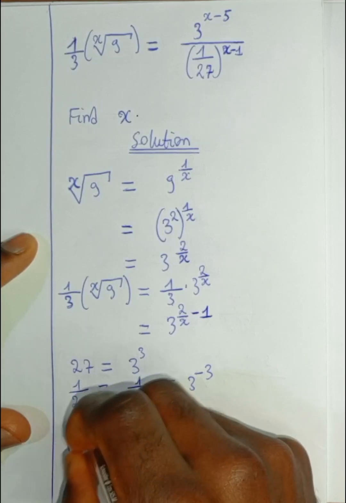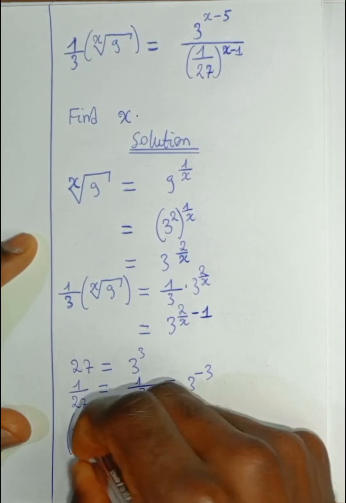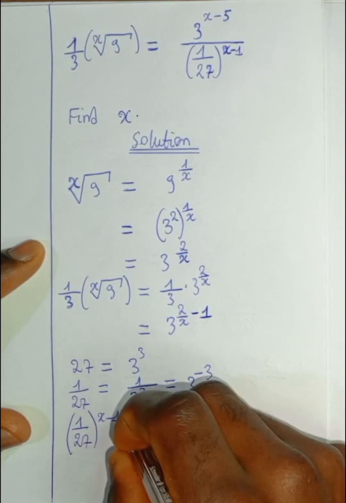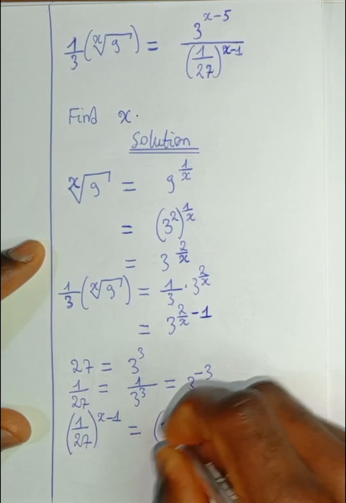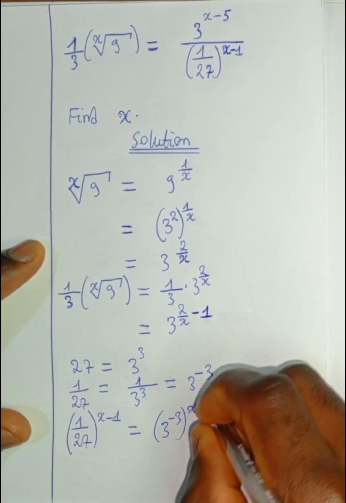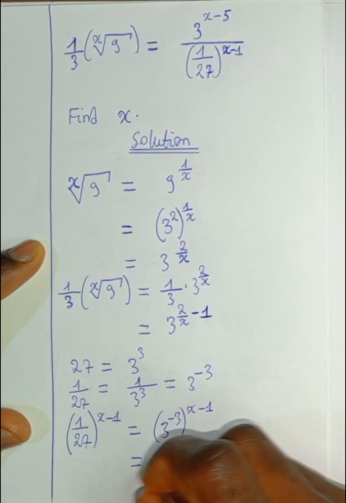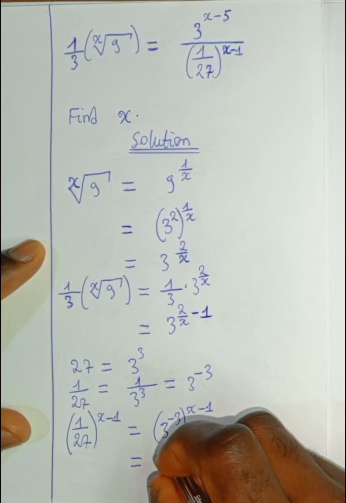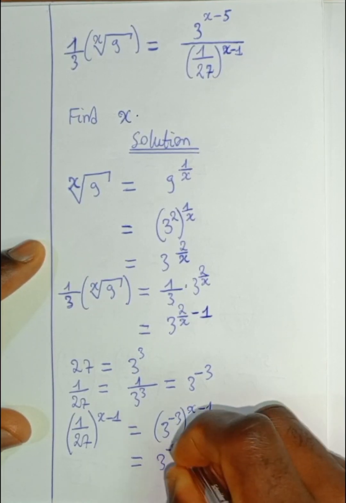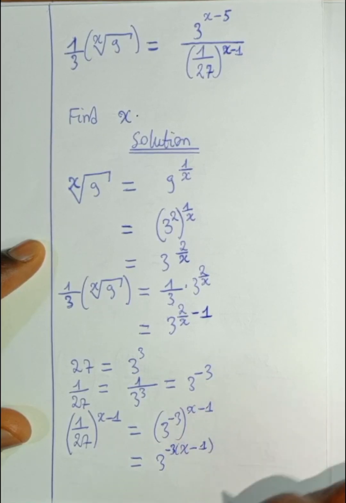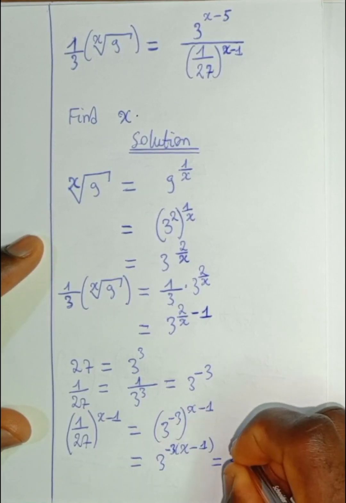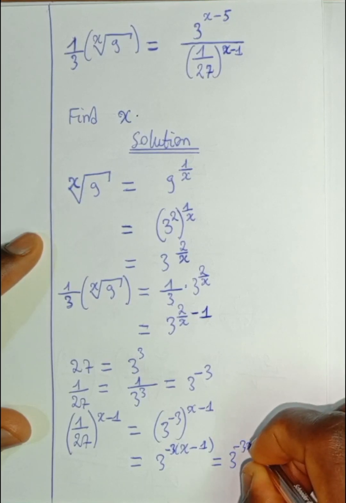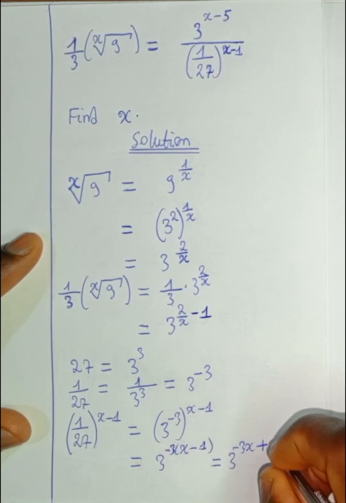If we take 1 over 27, we raise it to the power x minus 1, it will simply be equal to 3 raised to the power negative 3, all this raised to the power x minus 1, which will simply be equal to 3 raised to the power negative 3 times x minus 1, which is simply equal to 3 raised to the power negative 3x plus 3.